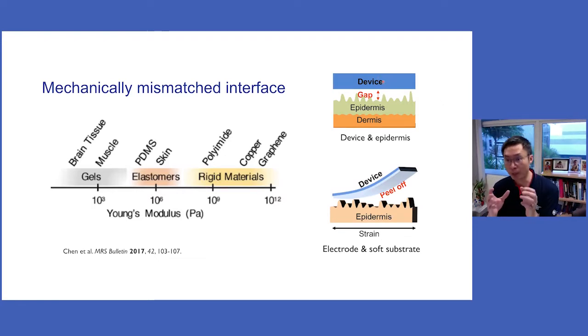I mean, there's still a problem when you wear this kind of device on your hands. There's a lot of gap between the device and the epidermis. This kind of gap leads to a signal noise that is very high and a signal that is very low. Also, because we want this kind of device to be comfortable, attachable or wearable, unfortunately it's easy to peel off. So this is the problem of mechanical mismatch.